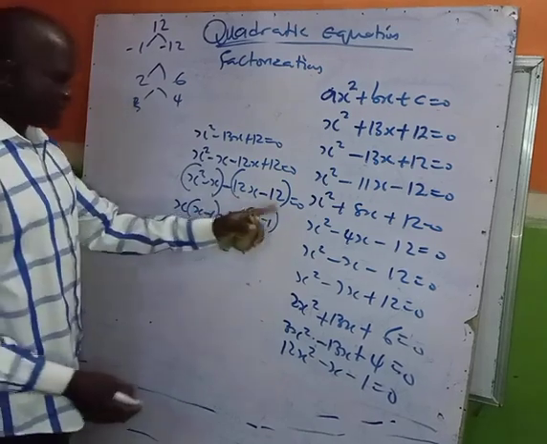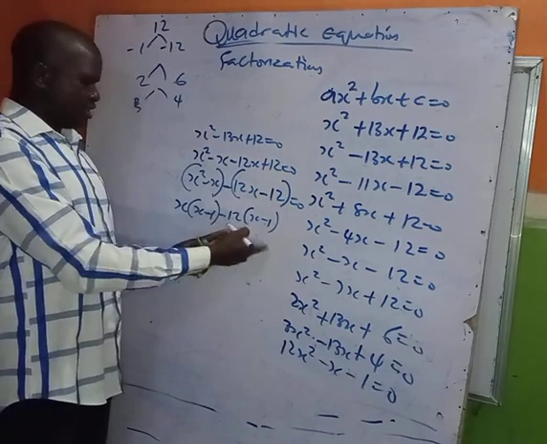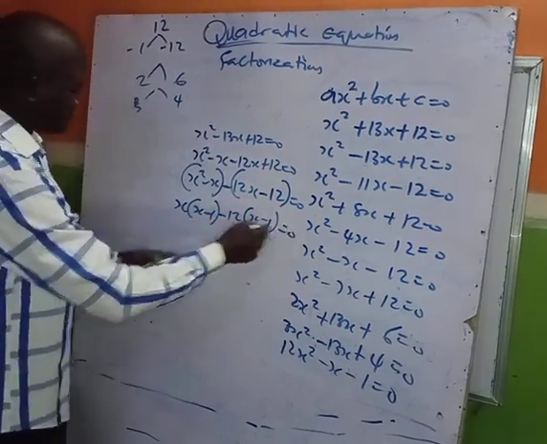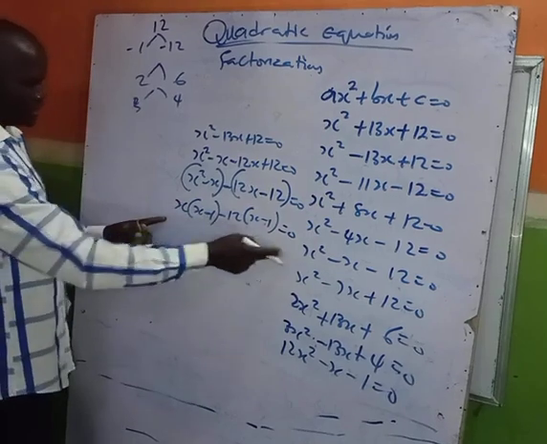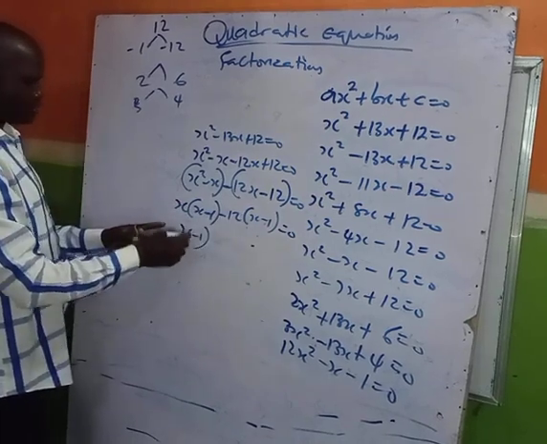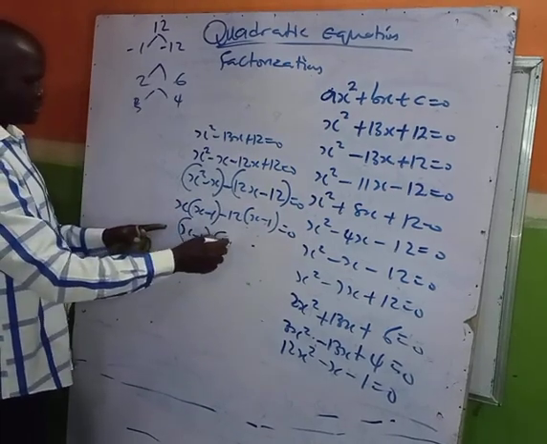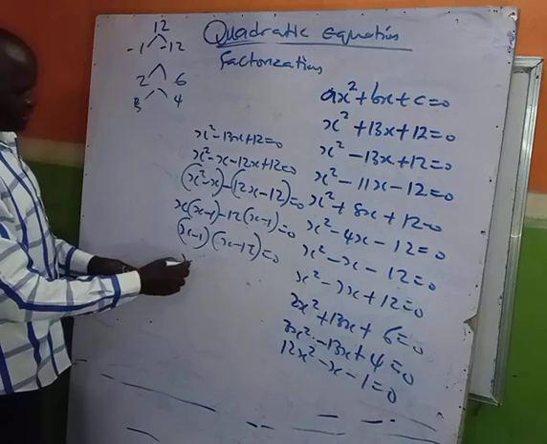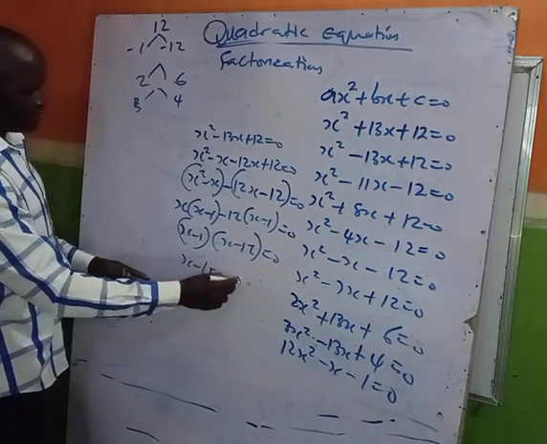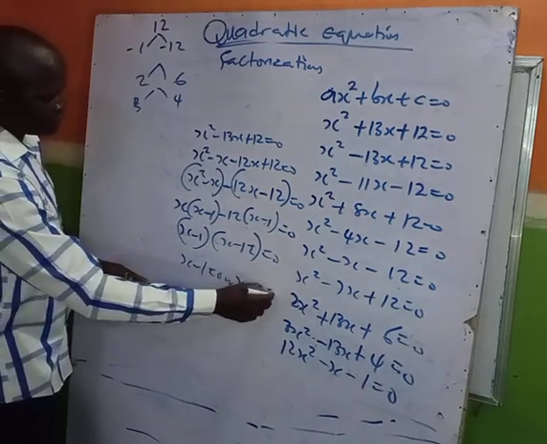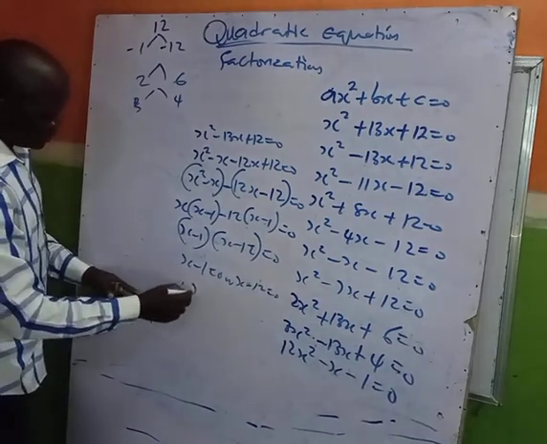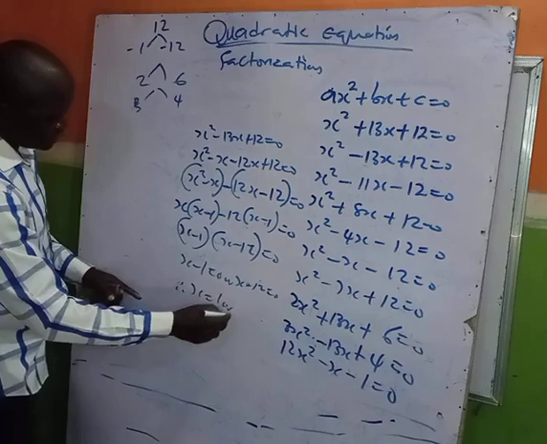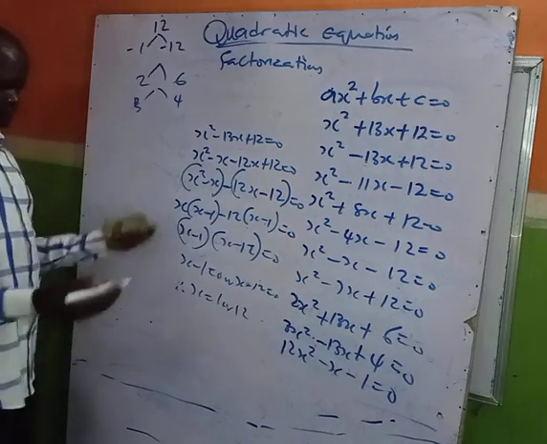So what to do here? You factor out what? 12. So you factor out what is common again? x minus 1, x minus 1. So you factor it out. So what remains? x minus 12 equal to 0. So you will have x minus 1 equal to 0 or x minus 12 equal to 0. Therefore, the answer is x equals 1 or 12.